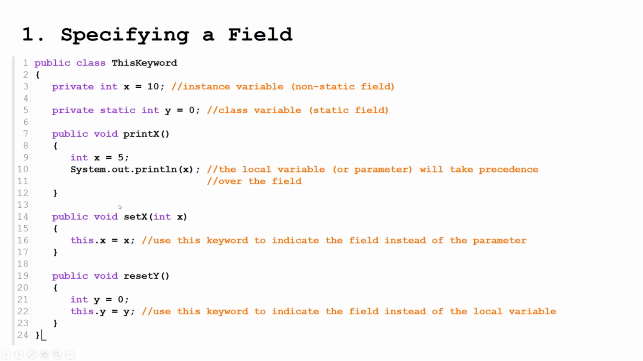Now let's look at another example. Let's say we have a setter method. We're accepting a parameter x, and again we have a field with the same name. Well, we want to change the field to the parameter's value. So to specify when we're talking about the field, we say this. So we're talking about this object dot x equals the parameter x. Same thing here, y. We're creating a local variable y, and we're saying this.y, as in the field, equals y, the local variable.